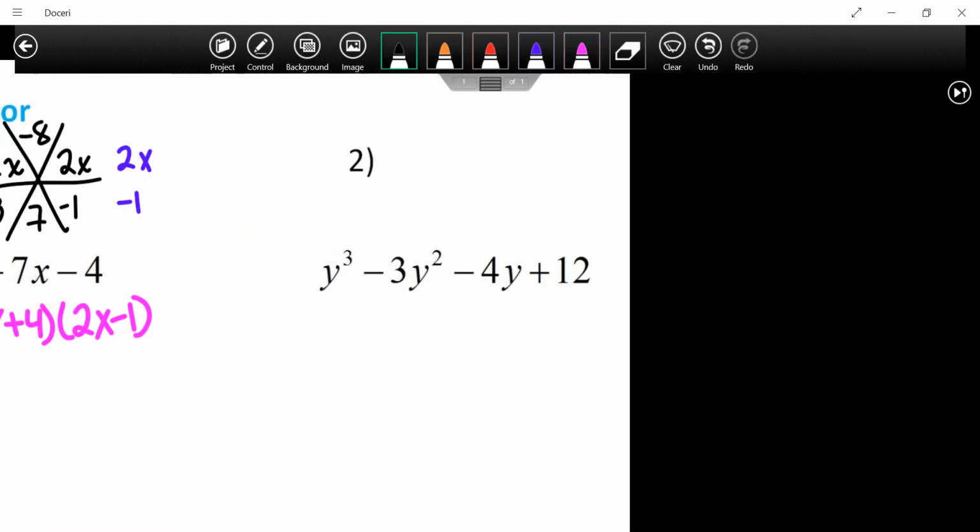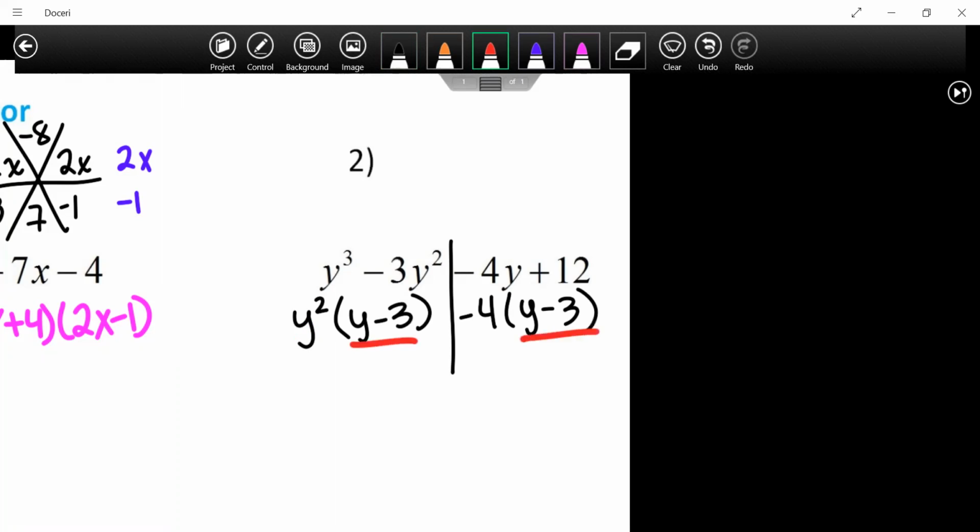The next one, what I see here, I kind of want to do factoring by grouping. The greatest common factor on the left-hand side will be y squared. The right-hand side, I'm going to take out that -4. The commonality term that I see between them is a y minus 3. So I'm going to pull that out to one side, y minus 3 to one side. And then I'm also going to pull out my remaining terms, which will be another factored term.